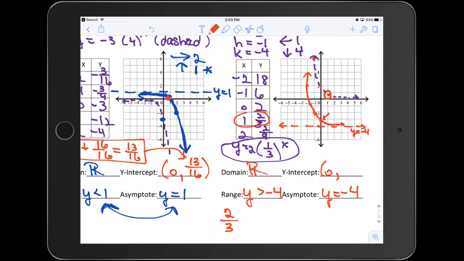So that y-coordinate is 2/3, and I'm going to subtract 4 from it. Why? Because that's how many we went down. Kind of like the other one, where we added the 1 up. Well, here's the thing. We have to be able to do fractions here, so I'm going to get a common denominator. This is 3, this is 12, and we end up with -10/3.